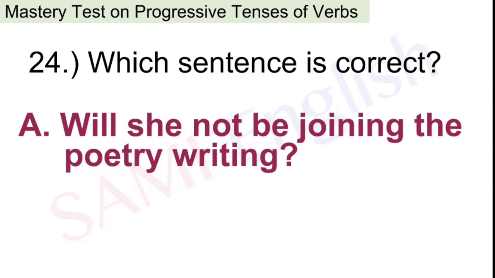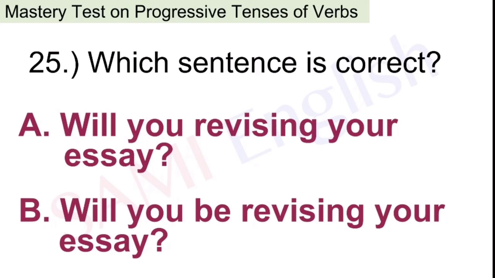Number 25, which sentence is correct? Letter A, will you revising your essay? Letter B, will you be revising your essay? Ang pinakaiba lang dito ay yung letter B ay may be, okay? Letter A, wala. So, it's wrong. Because in future progressive tense of the verb, we use the auxiliary verb will plus be and the main verb plus ing. So, letter B is the answer. Will you be revising your essay?